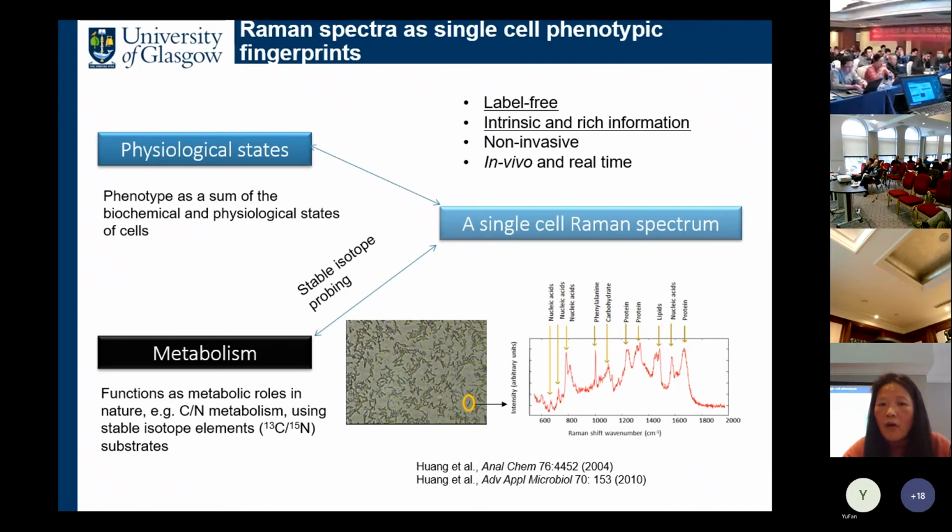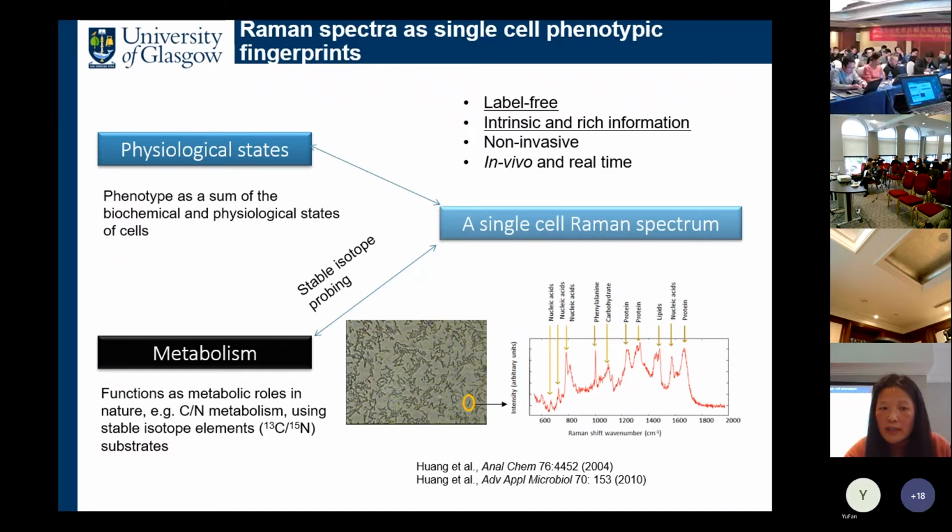And for bacteria, because it's small, we can acquire a spectrum from the whole cell. The single-cell Raman spectrum contains more than 1,000 bands, and that tells us the features of all the biomolecules, such as nucleic acid, protein, and lipid. Based on the single-cell Raman spectrum, we can classify what type of cell it is. We can classify the physiological states of a cell.